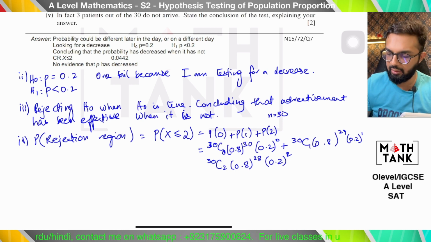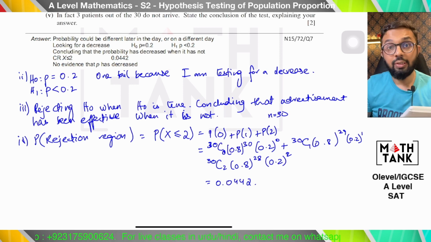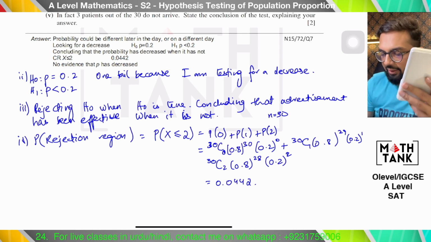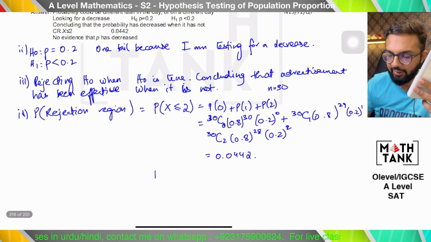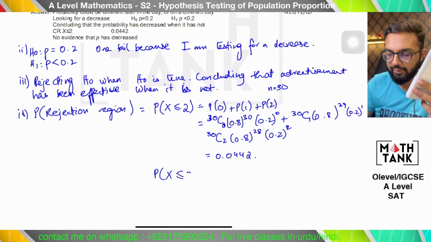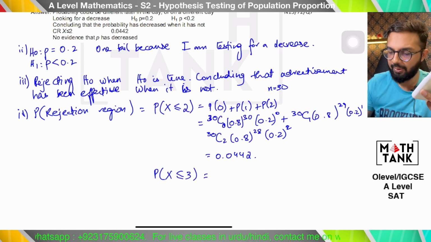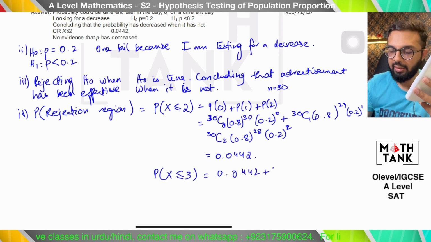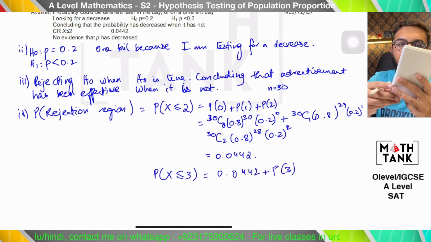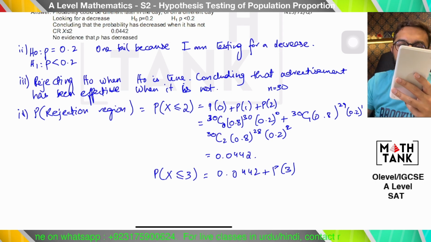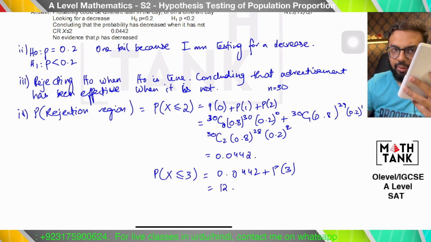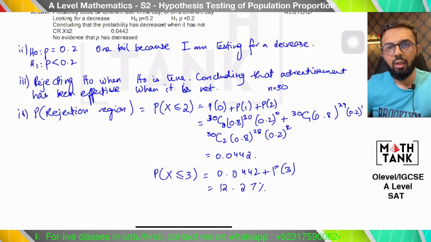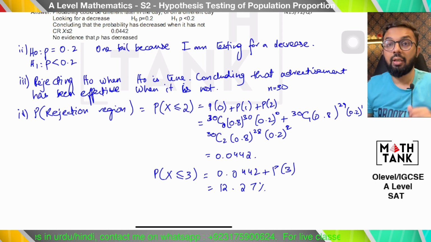So I'm getting 0.0442. That's very close to 5%. Let's see if the probability of x less than or equal to 3 is also close and inside 5%. So I'm going to say 0.0442 plus the probability of 3. Let's see if I can get an answer out of that. That gives me 12.27%. Okay, so that's too large, greater than 5%.